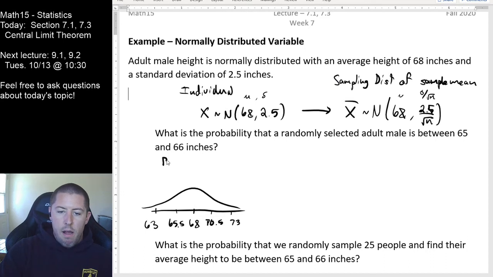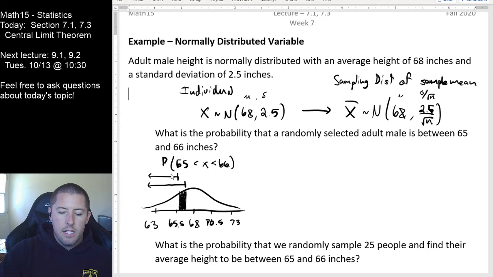We are interested in the probability that an individual is between 65 and 66 inches. That looks like this little sliver of area right here. That's our answer. It shouldn't be too terribly tiny, but it should not be a huge amount of area either. So what I'm thinking is this is our cumulative probability up to 66 minus our cumulative probability up to 65.